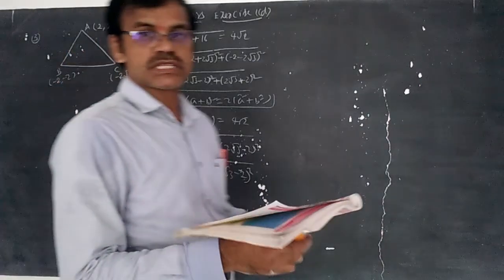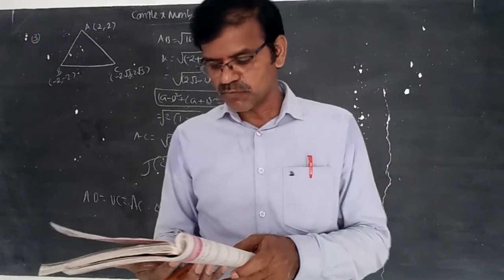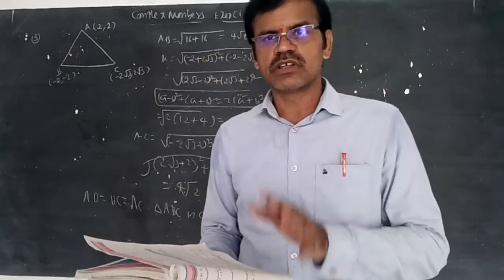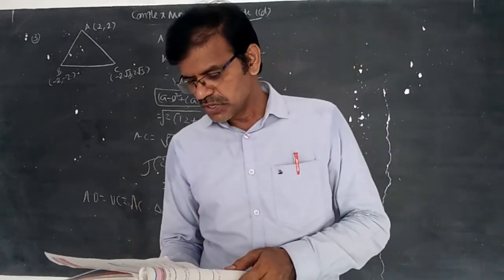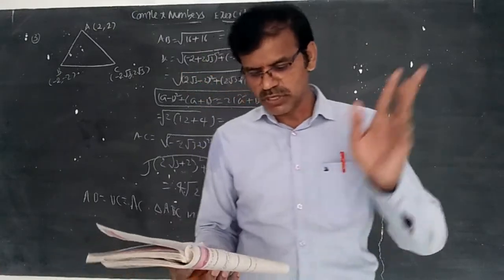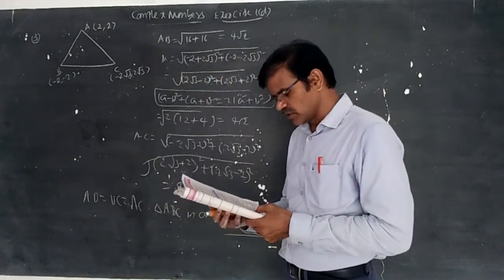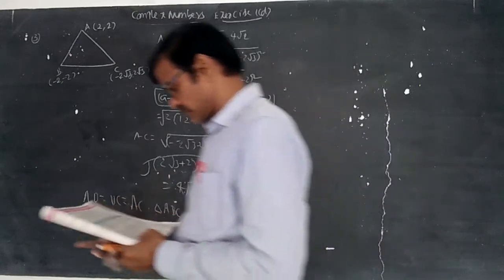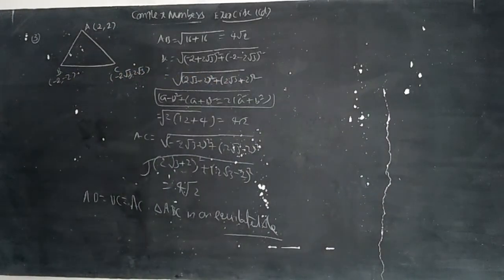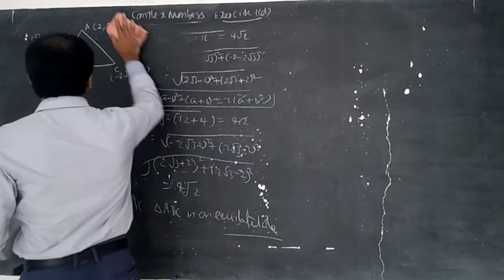Now, I want to discuss with you regarding the fourth question. It is entirely wrong, a 100% print mistake. Simply leave the question. Now let us discuss the second round. Z3 minus Z1 by Z2 minus Z1 is a real number.